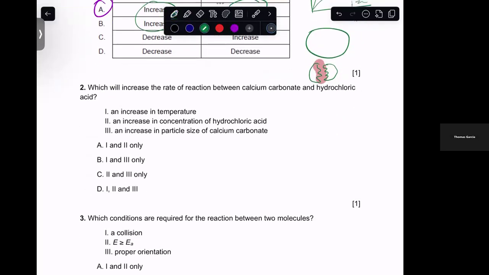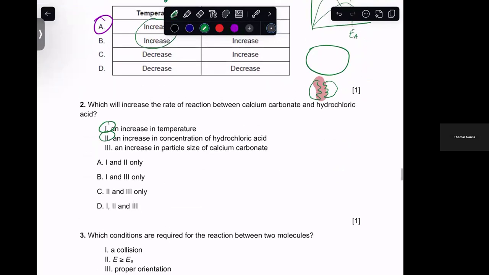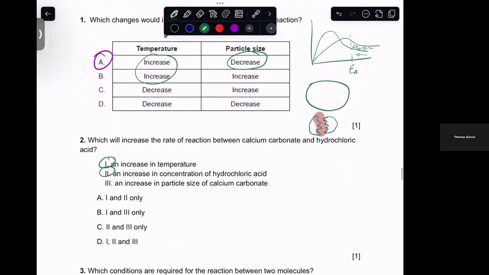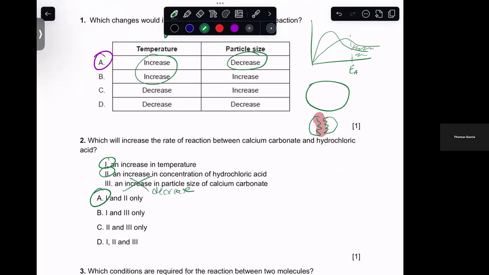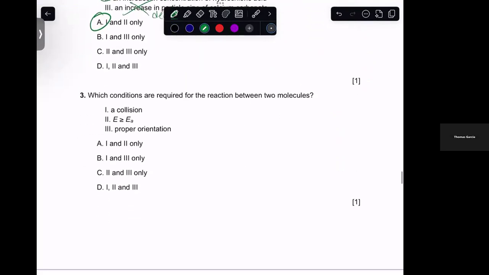All right, for number two, which will increase the rate of reaction between calcium carbonate and hydrochloric acid? So again, an increase in temperature is always going to be good. An increase in concentration, that's adding more of the chemical. And then three is the opposite of what we said in number one. We don't want an increase, we want a decrease. So it's again A, only one and two.